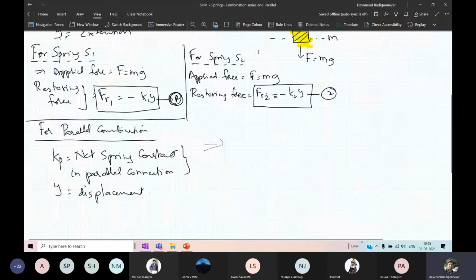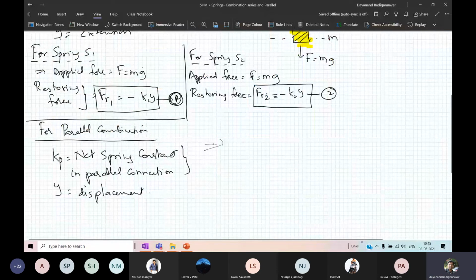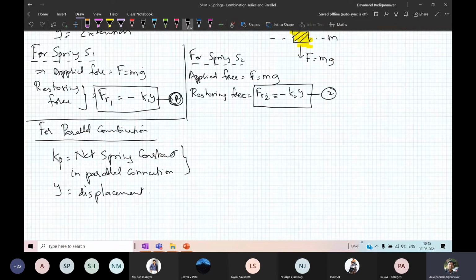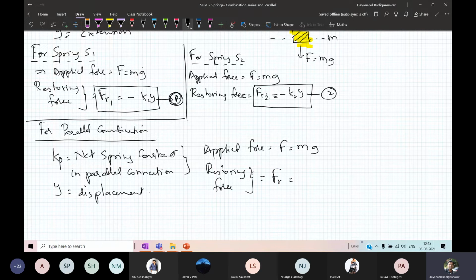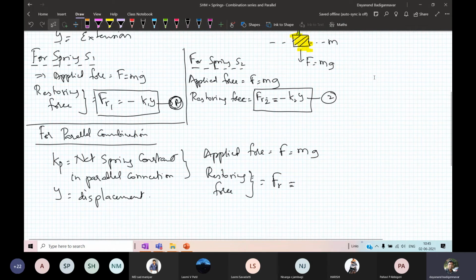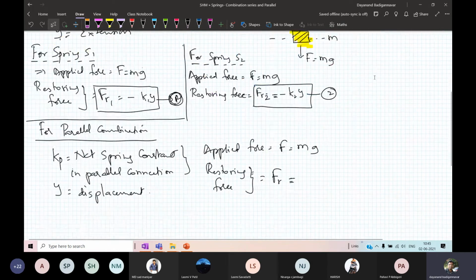Okay, I will write it here. Spring constant. Then I have to write the applied force. So for this parallel combination, applied force is F equal to again M into G, and the restoring force I will take as Fr. Here I have taken Fr1, Fr2; here I have taken Fr only. So in this case, the restoring force is again minus of K into Y.